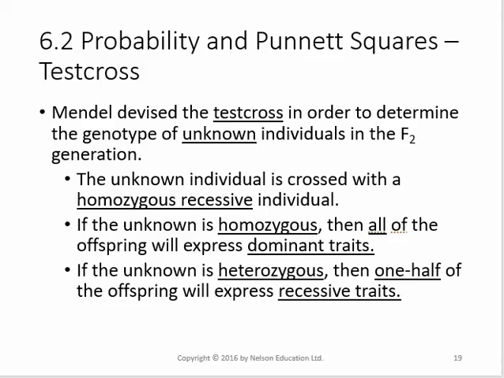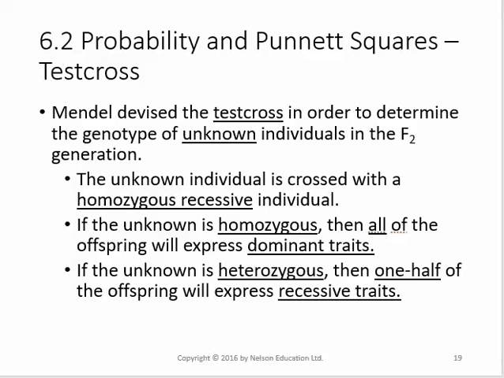if the one you're testing is homozygous dominant, then all of the offspring will be dominant. It will be like an F1 cross. If the unknown is heterozygous, that means that half of its gametes cross with the recessive trait from the homozygous recessive and will show the recessive trait, and the other half will show the dominant trait, because the offspring will be heterozygous.